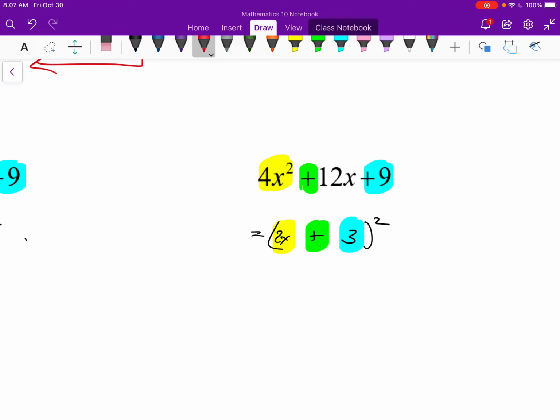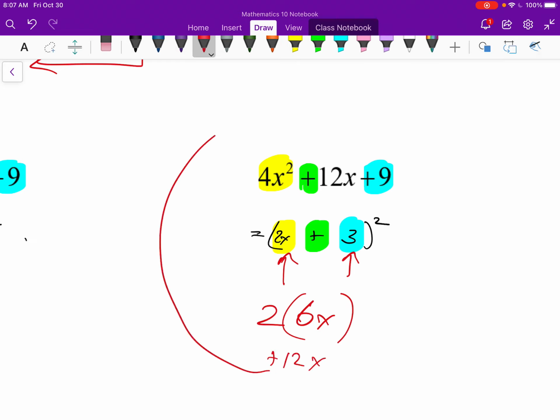How can I confirm that this is a perfect square? Because right now I just told you it is. Just check. Go 2x times 3, which is 6x. Take that and times by 2, which is positive 12x. And yeah, that's the same thing I have in my middle term.